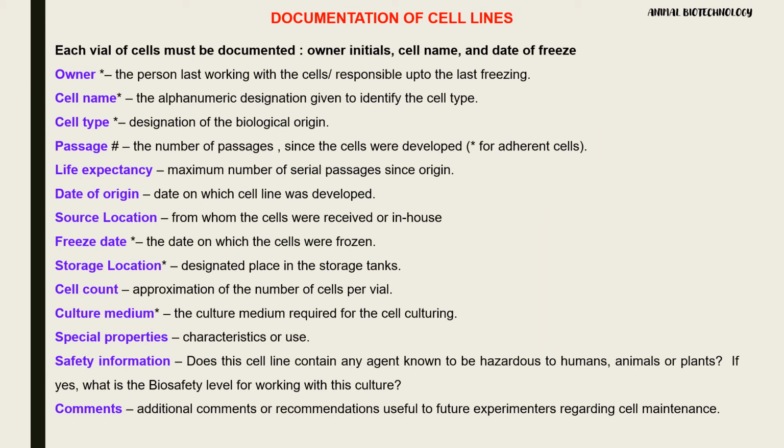Documentation of cell lines. Each vial or cell line should have records of the owner who last worked with it, the cell name, the donor, the date of origin, the passage number, the type, the source, the freeze date if the cells are to be frozen, the cell count, any special properties of the particular cell line, and the safety information with additional comments if any. It could be recommendations for use for future experimenters.